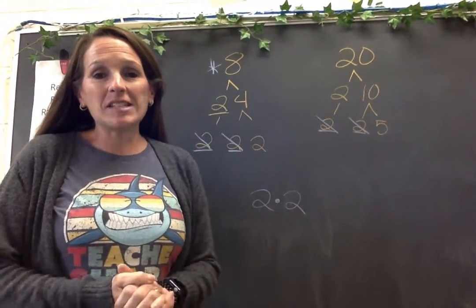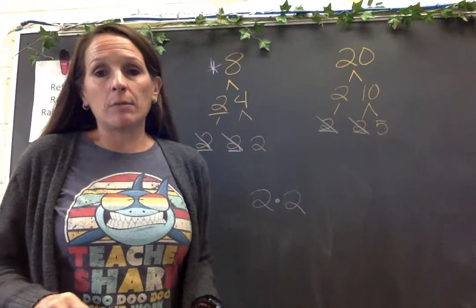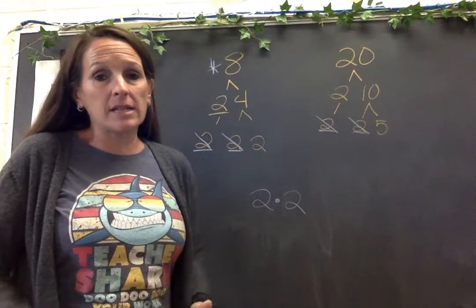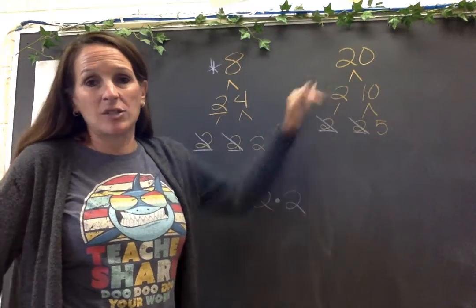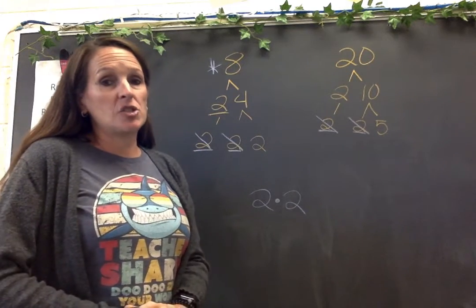All right, let's find the least common multiple. Finding the least common multiple is a lot like finding the greatest common factor. Let's say we're trying to find the least common multiple of 8 and 20. The first step is to make a factor tree.